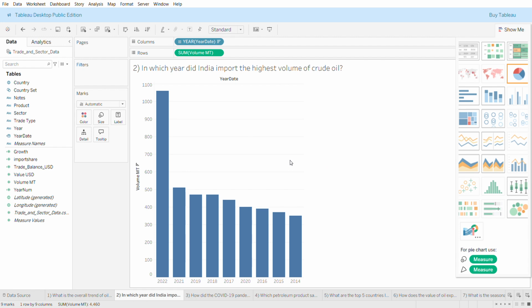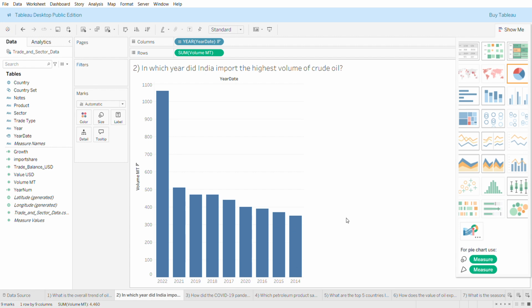And the next question is, in which year did India import the highest volume of crude oil? Here I identify the year in which India imported the highest volume. I filtered the data for crude oil imports and summed the volumes by year. To compare volumes by year, I used a bar chart, which makes it easy to spot the highest value. The peak year was 2022 to 2023. That volume is 1060.